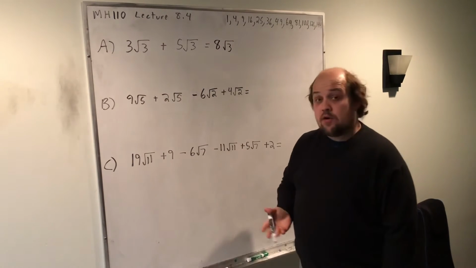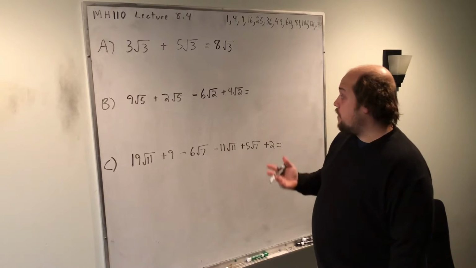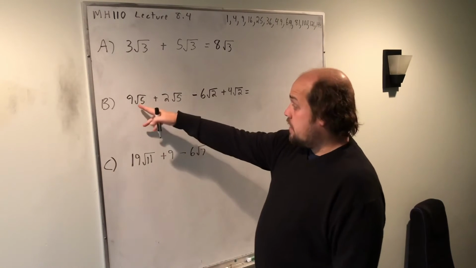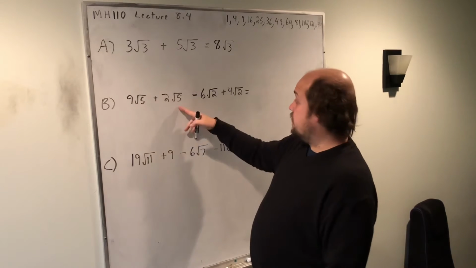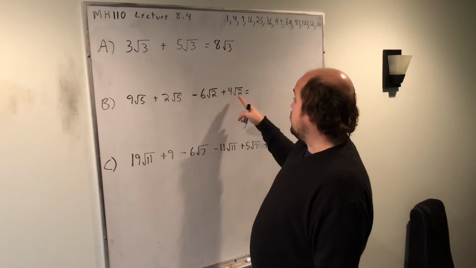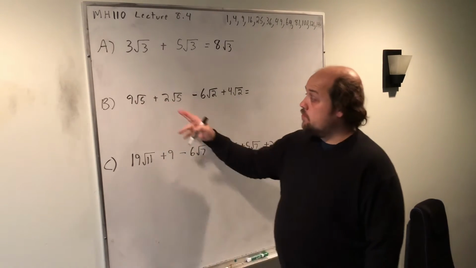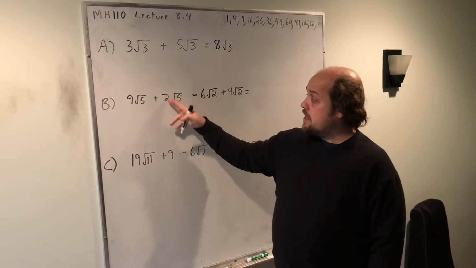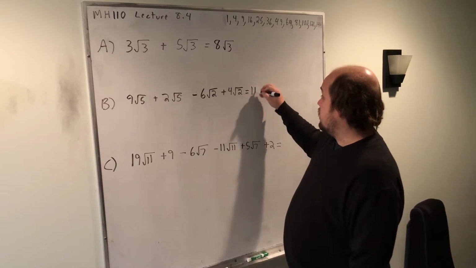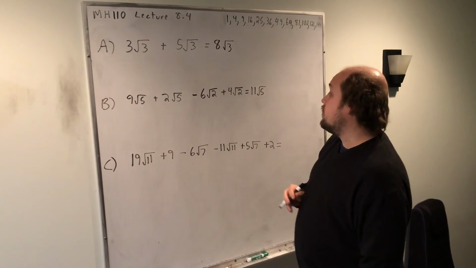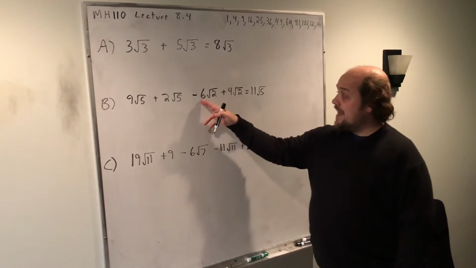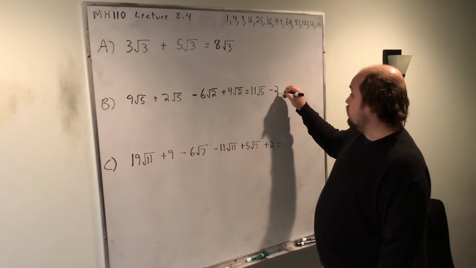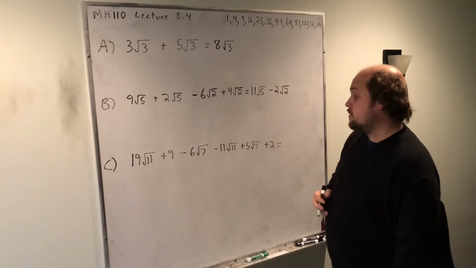Same general idea holds for example B, except now I have different terms that I have to keep separate. Specifically, I have 2 terms that have root of 5 and I have 2 terms that have root of 2. So I begin by combining the root of 5 terms. 9 plus 2 gives me 11 root 5. Then I can look to the root 2 terms. Negative 6 and positive 4 combine to give me negative 2 for the root 2 terms.